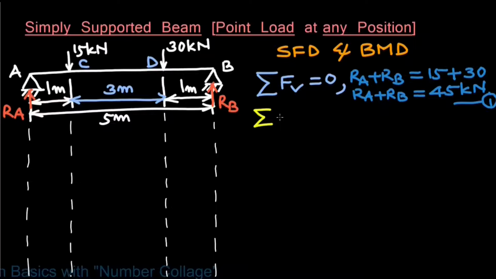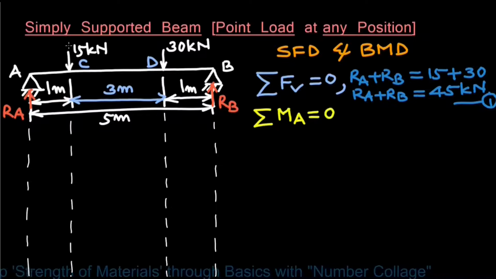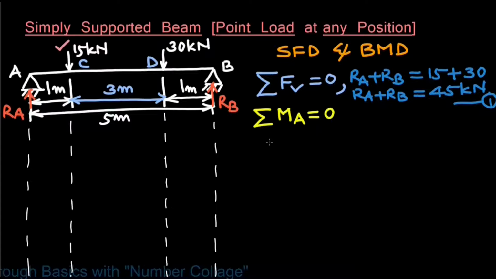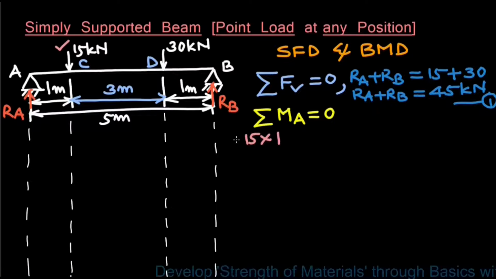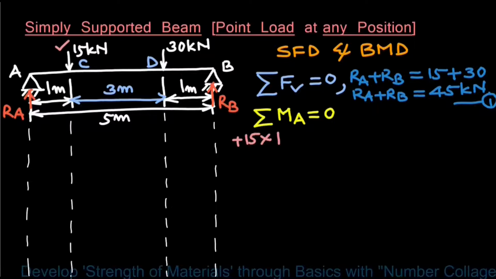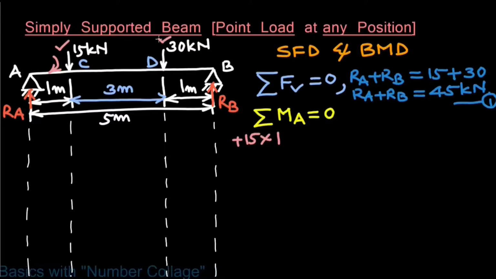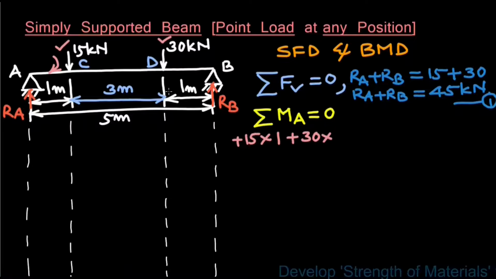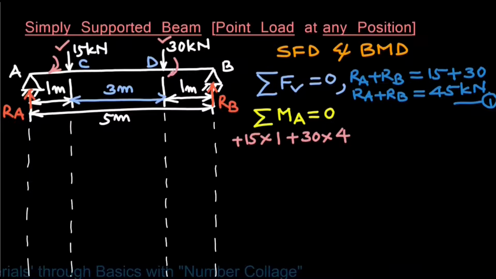Moments due to the various forces about a particular point is also equal to 0. So we write summation of moments about A, because we are going to take moments of the forces about point A, which is equal to 0. Now moment of load 15 kilonewton will be 15 multiplied by its distance from point A, 1 meter. This will be plus because it's going to rotate the beam in the clockwise direction about point A. Moment of load 30 kilonewton about point A is plus 30 multiplied by its distance from point A, which is 3 plus 1, that is 4 meter. This is also going to be plus because it's going to give clockwise moment about point A.